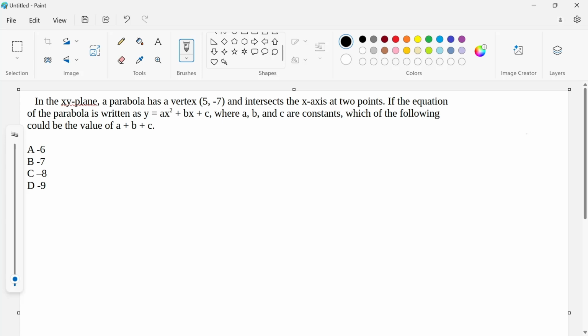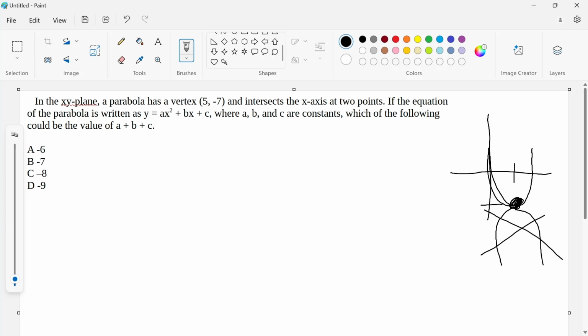You're going to have to work it out, but there are going to be questions on the digital SAT that are like this question. It says, in the xy plane, a parabola, which is a quadratic function, has a vertex of (5, -7) and intersects the x-axis at 2 points. So I'm going to draw this, (5, -7), somewhere around there, and it intersects the x-axis at 2 points, so it's got to be an upward pointing parabola. There's no other way. If the vertex is down here and it's a downwards parabola, it's not going to intersect the x-axis. So it's an upwards pointing parabola.